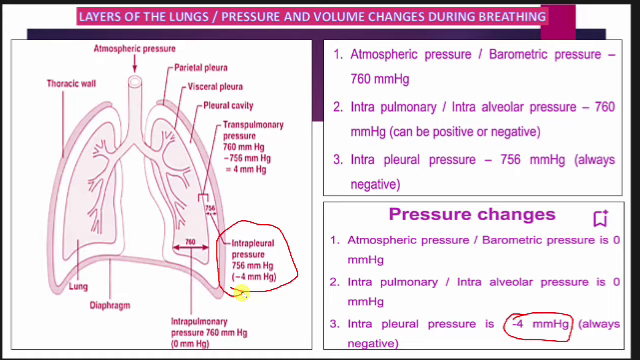And that shows you that we are correct. Because in the respiratory tract, intrapleural pressure is equal to minus 4 millimeters of mercury.